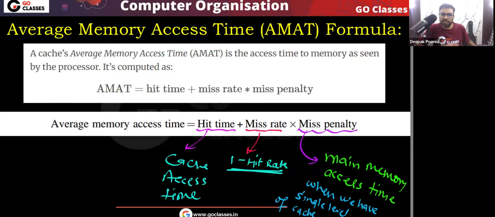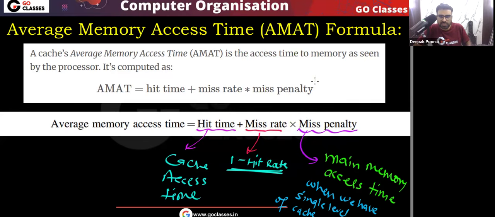So whether there is a hit or a miss, whether the data is available in the cache memory or not, in every situation we need to access the cache memory. That is the reason for the cache memory access time term. Now, when do we pay the miss penalty, the extra time? That will happen only when the data is not available in the cache memory. So that is the miss rate multiplied by the miss penalty.